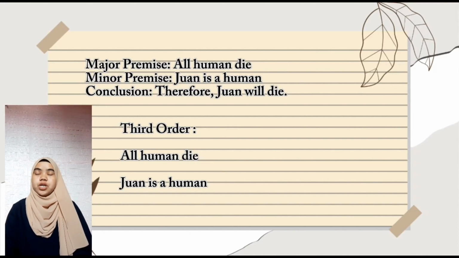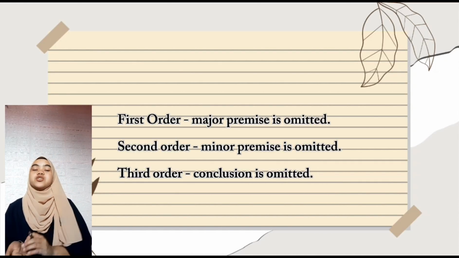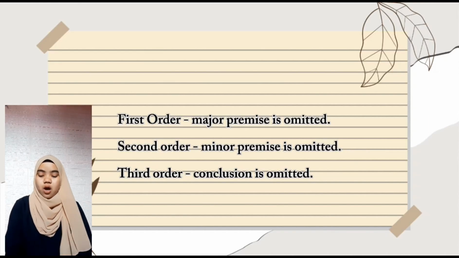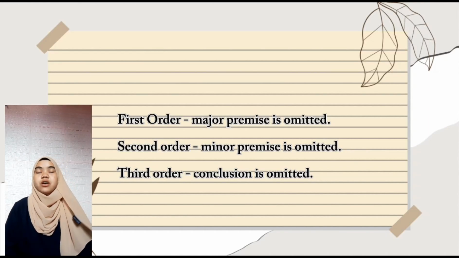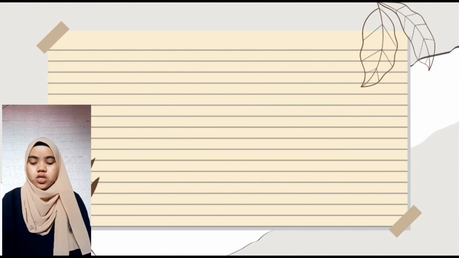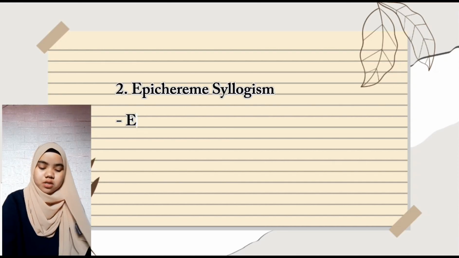So, always remember that in the first order, the major premise is missing. In the second order, the minor premise is missing. And then the last order, or the third order, is the conclusion is missing. So, that's what we call the enthymeme. There is a part of the statement na nawawala or missing, but still the statement is understandable. So, that is enthymeme. The second special variation of syllogism is the epicheirema syllogism.